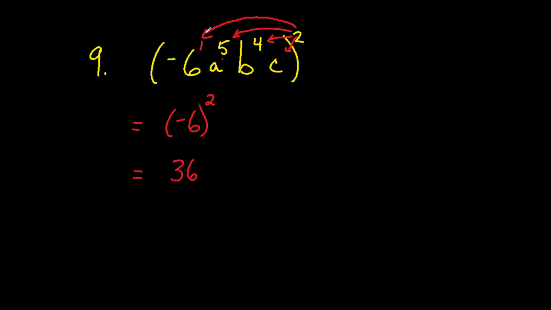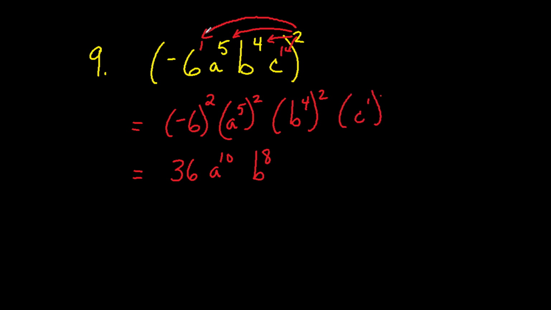For the a term, we will have a to the 5th to the power 2, and using the power rule, we can multiply those exponents to get a to the 10th. Similarly, b to the 4th to the power 2 is b to the 8th by multiplying 4 times 2, and the c is c to the 1st to the power 2, which is c squared. So that's the final answer.